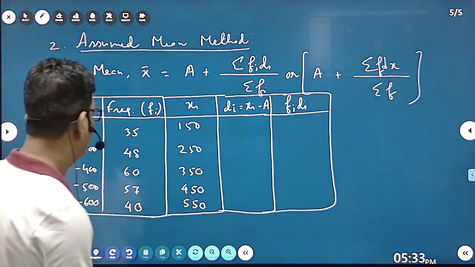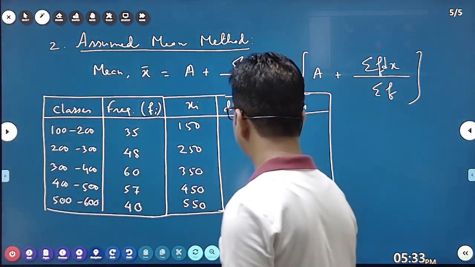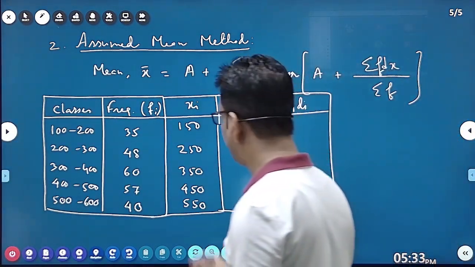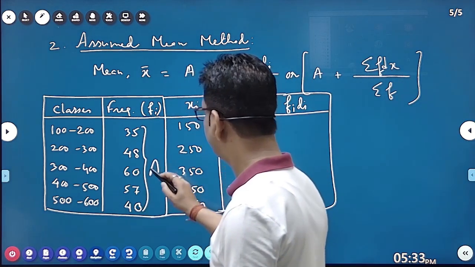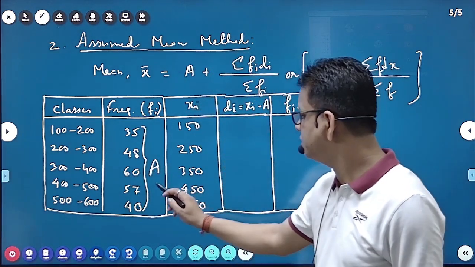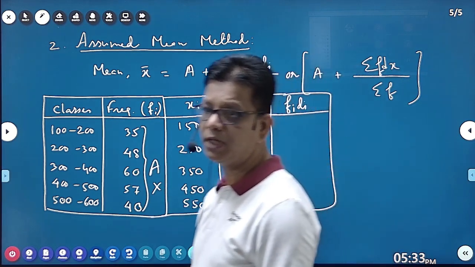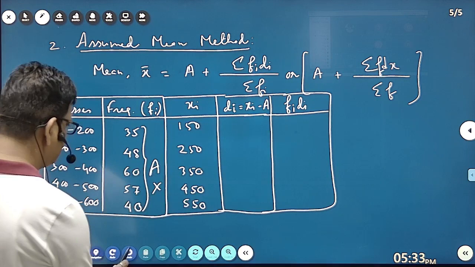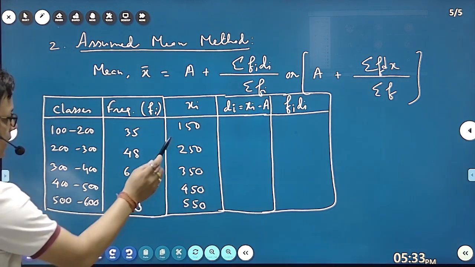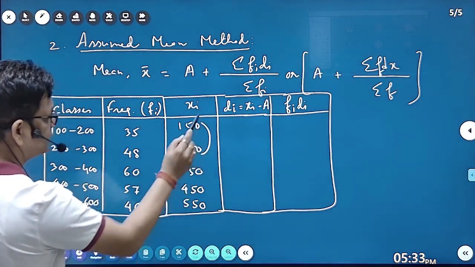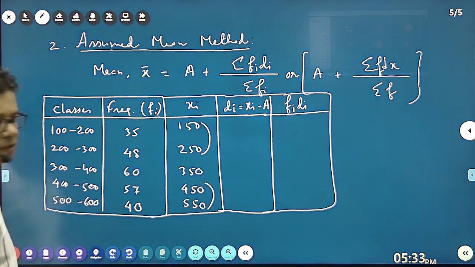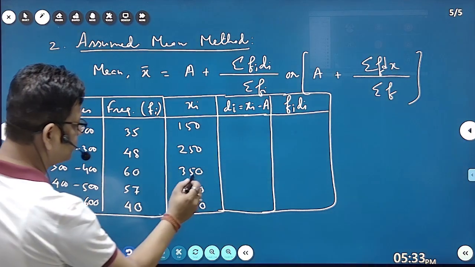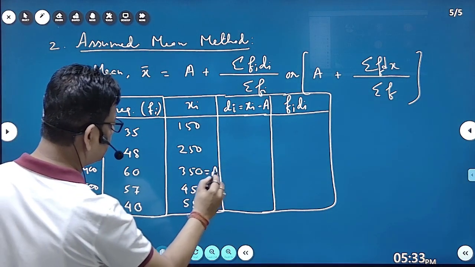Now di. Di is xi minus a. One thing, always be very careful. There are many students who used to take a from frequency. Actually, it is wrong. A cannot be taken from frequency. A is always taken from xi. Now here you see this is easy. This side 2, this side also 2, so middlemost one is, yes or no? So that is why this 350 is your A. We can also take small a, doesn't matter.